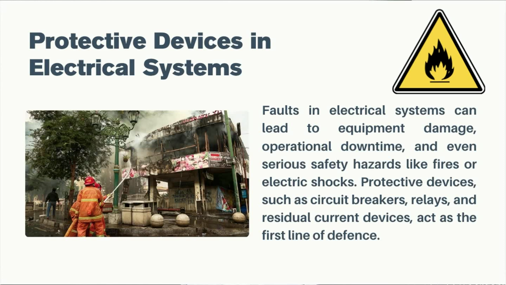Faults in electrical systems can lead to equipment damage, operational downtime, and even serious safety hazards like fires or electric shocks. Protective devices such as circuit breakers, relays, and residual current devices act as the first line of defense. By promptly interrupting current flow during abnormal conditions, these devices prevent the escalation of faults and ensure that the unaffected portions of the system remain operational.